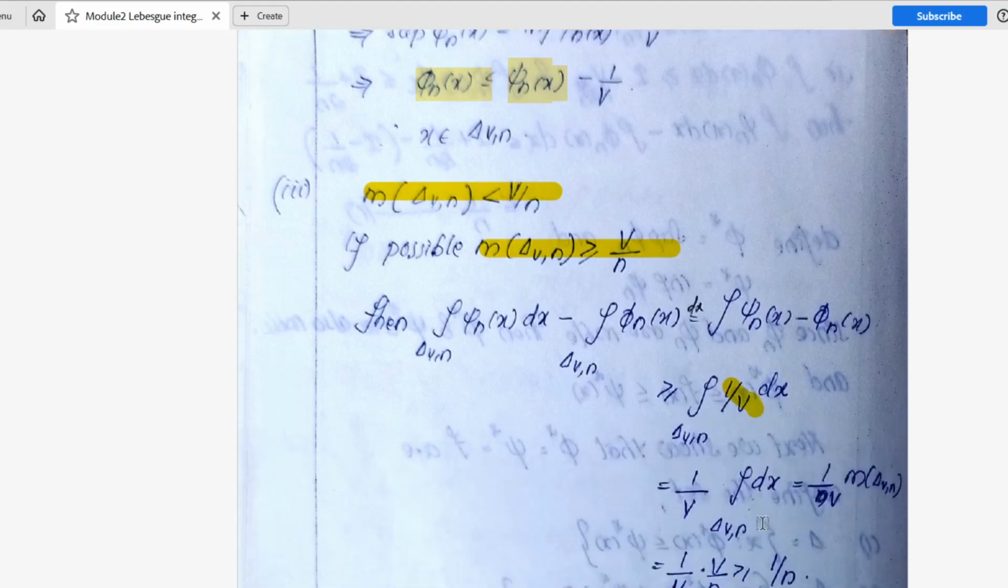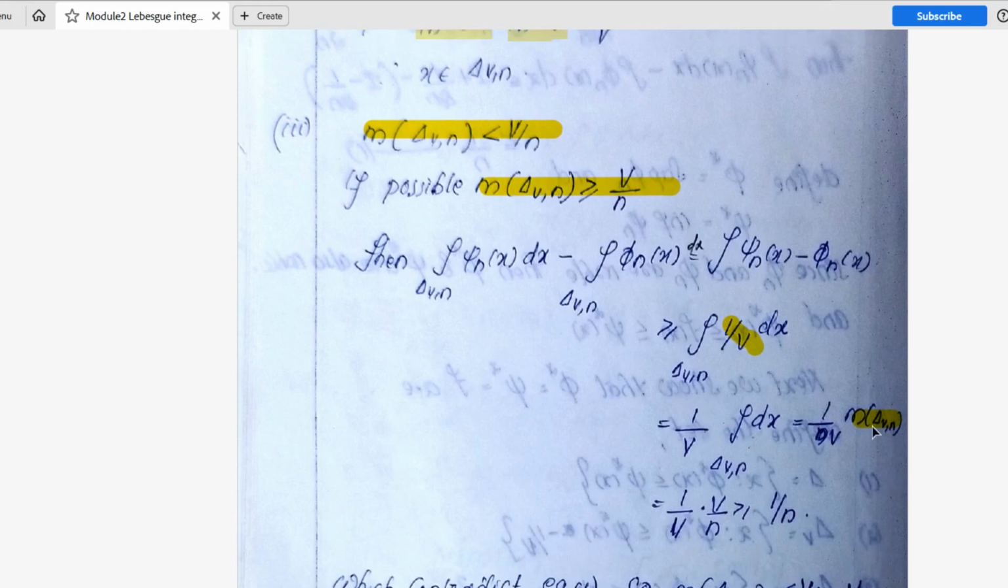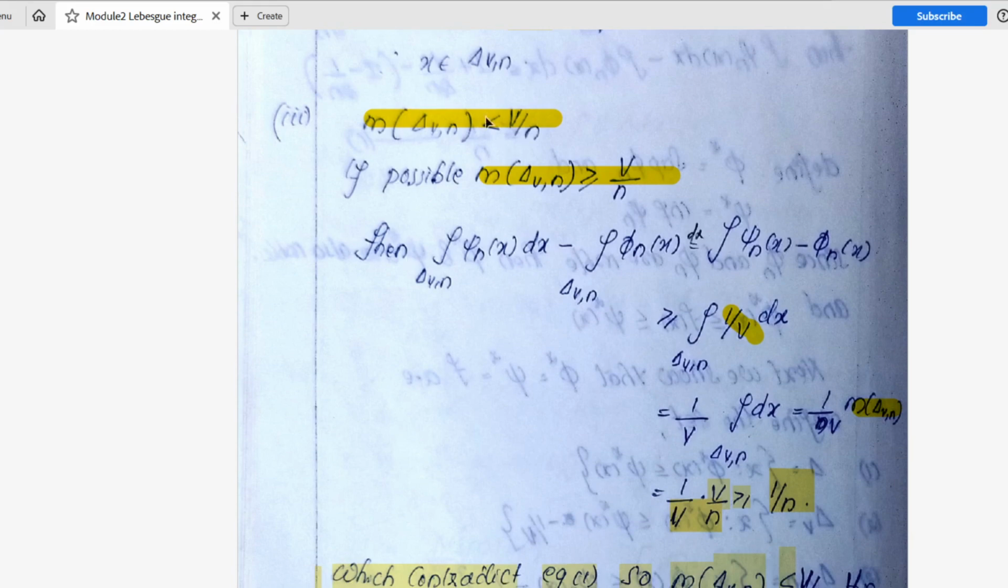So 1 by v times the integral over delta v comma n of dx, which is the measure of delta v comma n. We assumed the measure of delta v comma n is greater than or equal to v by n, so we can replace it by v by n. So you get greater than or equal to 1 by n, which is a contradiction to our first assumption, equation number 1.